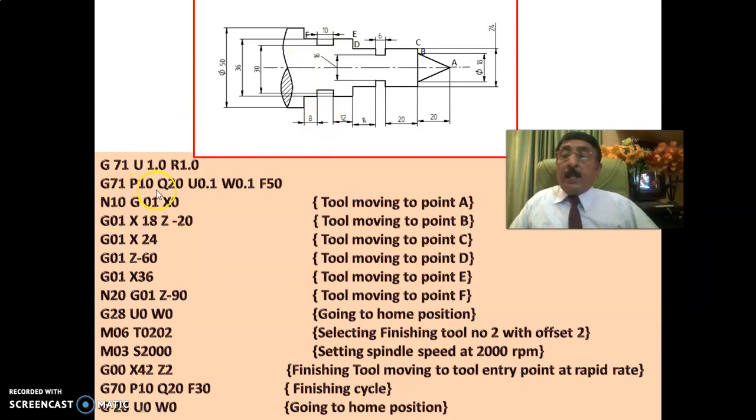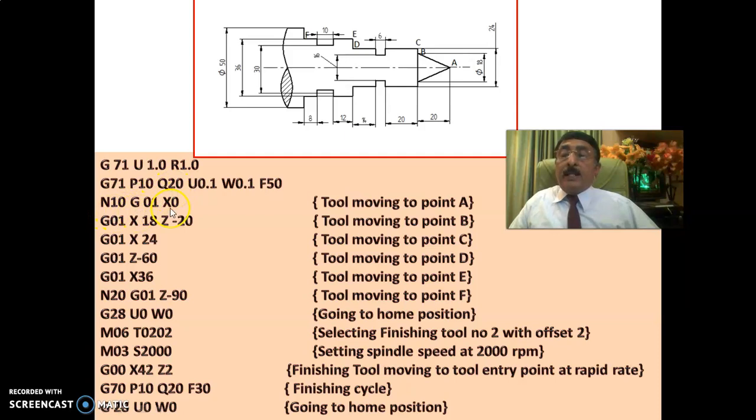Then G71, P10, Q20, U.1, W.1. This they have given in the problem. That is the allowance to be left on X and on Z, both should be 0.1. U.1, W.1 you take, and they have said for rough turning, feed should be 50, so you take feed 50. And this program, that is A, B, C, D, E, F, should be between N10 and N20, block numbers N10 and N20. That is, for the programming, you should write P10 and Q20.